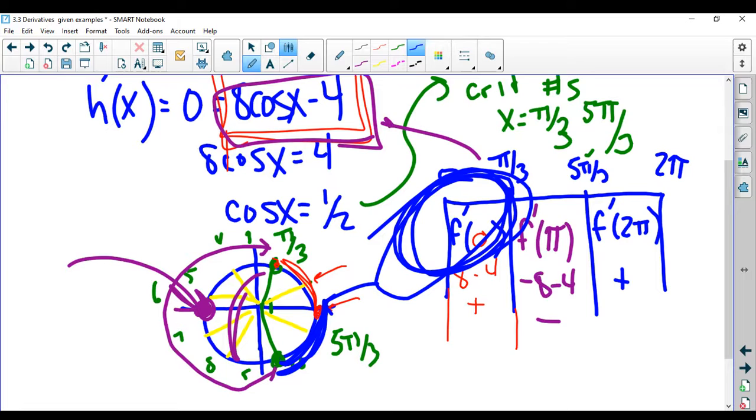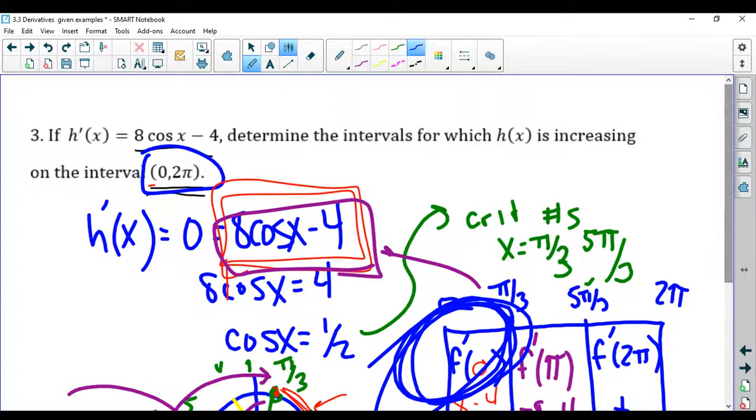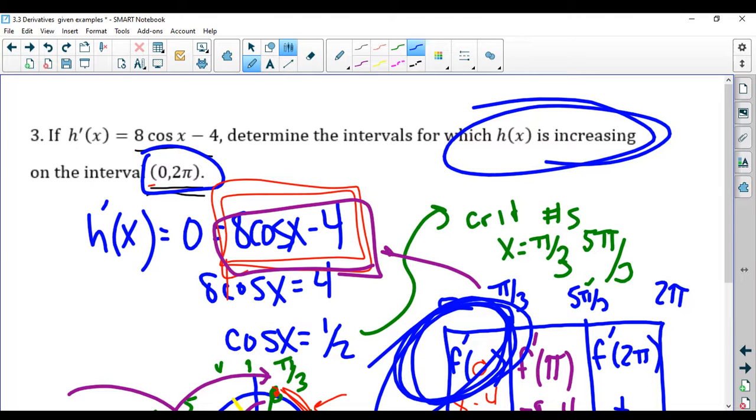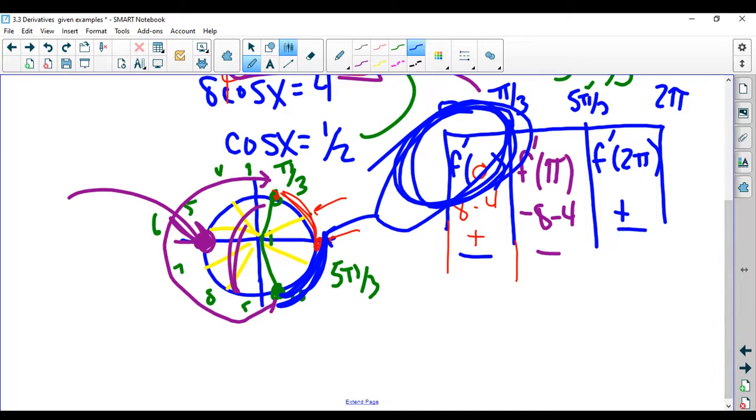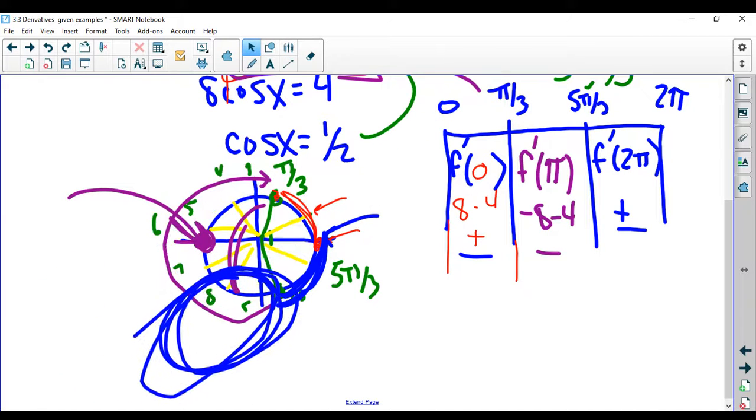Now we answer the question. I forgot what the question is, but the chart will give us the answer regardless. We have to figure out what intervals that function is increasing. So looking to my chart, those are the two intervals. So my final answer is it's increasing.